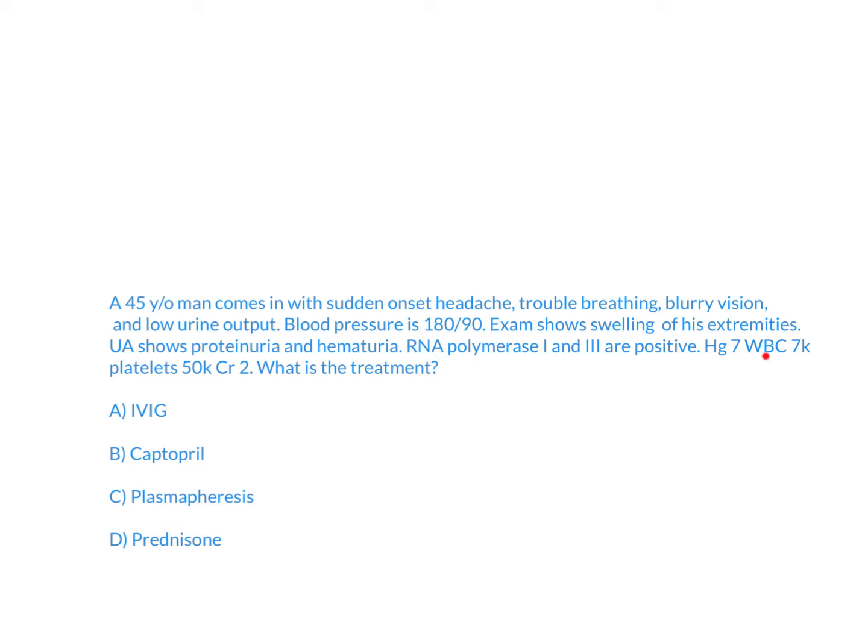Hemoglobin is 7. White blood cells are 7K. And platelets are 50K with a creatinine of 2. What is the treatment? A is IVIG, B is captopril, C is plasmapheresis, and D is prednisone. So I'll let you answer the question, and then I'll explain in 5 seconds.